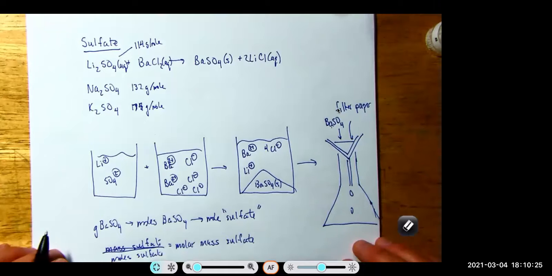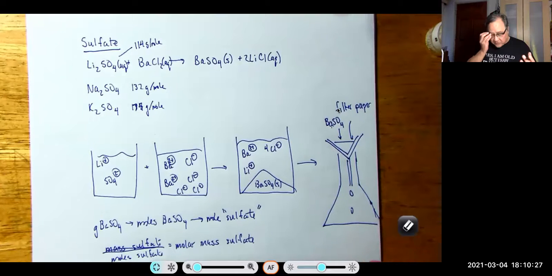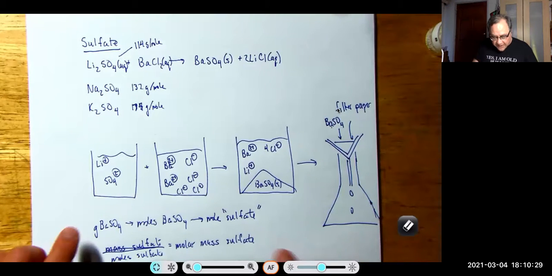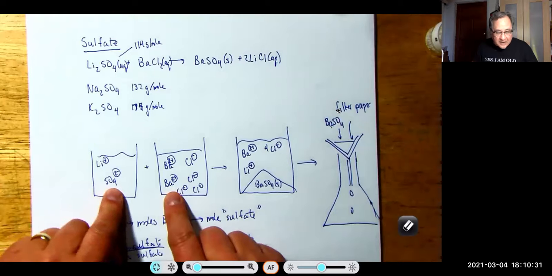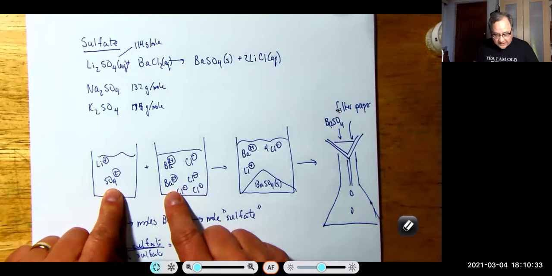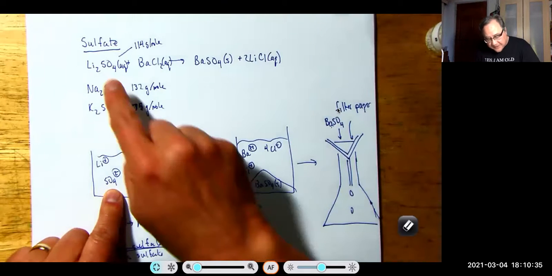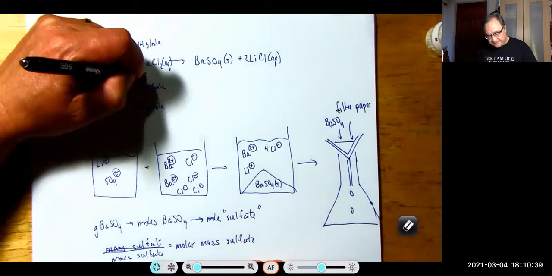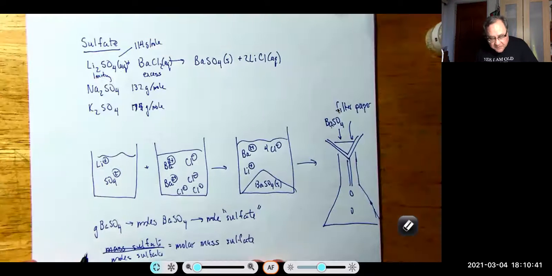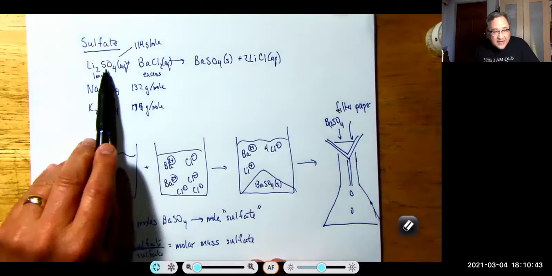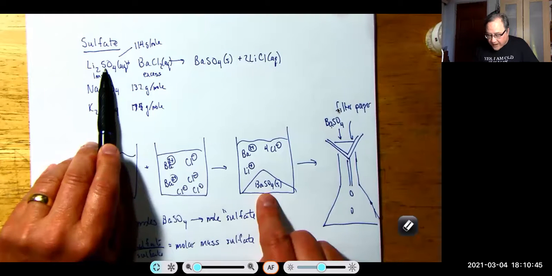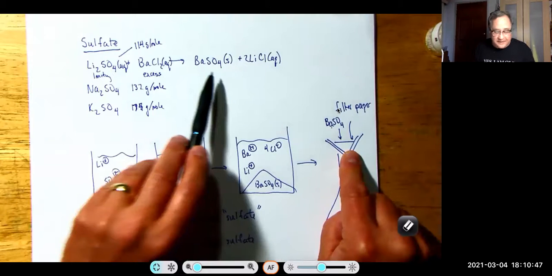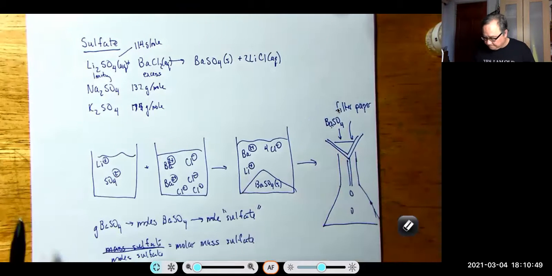Okay, so some of the issues you have to worry about is you have to make sure that every one of your sulfate ions precipitates. So you want this to be limiting and this to be excess, because you need to make sure every sulfate ion ends as part of barium sulfate so you can weigh it and get an accurate amount of your sulfate. Fair enough? Okay, so that means you use excess barium chloride.